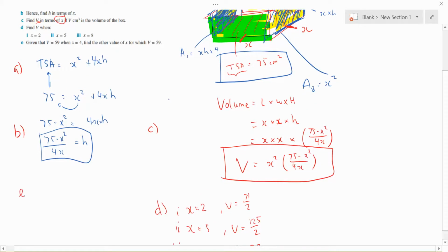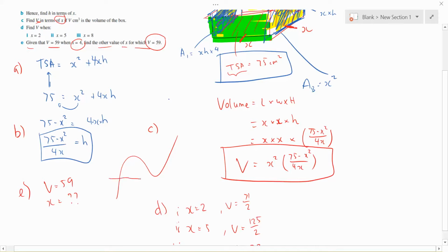Then you go to E. Now E is pretty straightforward as well. It says given that v, so the volume, is 59 when x equals 4, find the other value of x for which v equals 59. So that means there are two places where it equals 59. You're trying to find other possible x values. Because this is likely to be a cubic graph, since we're in cubics, it might mean that you have two intercepts where it's 59.